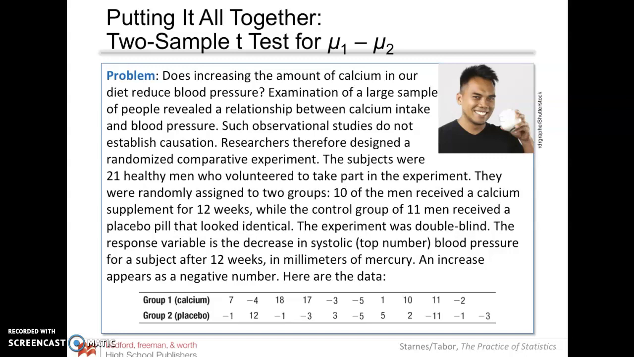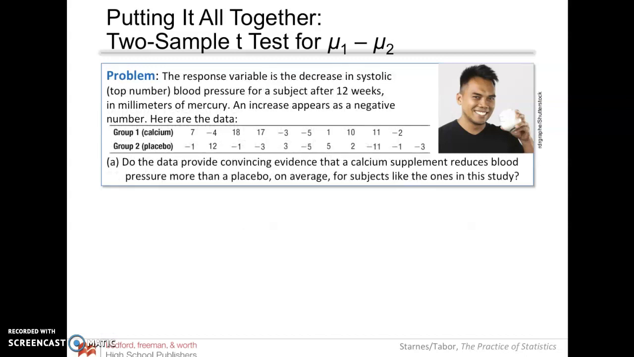The experiment was double-blind. The response variable is the decrease in systolic blood pressure for a subject after 12 weeks measured in millimeters of mercury. An increase appears as a negative number. Here are the data. So we have group 1 and group 2, which was the placebo group.